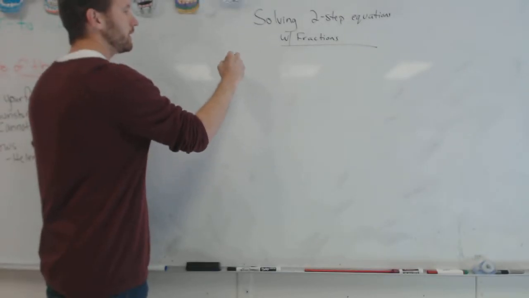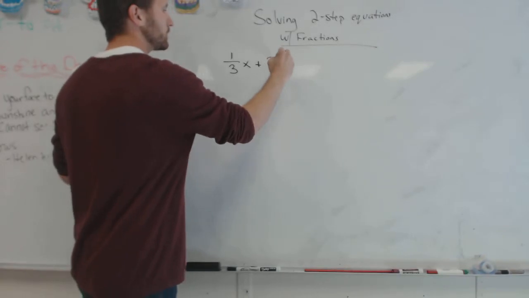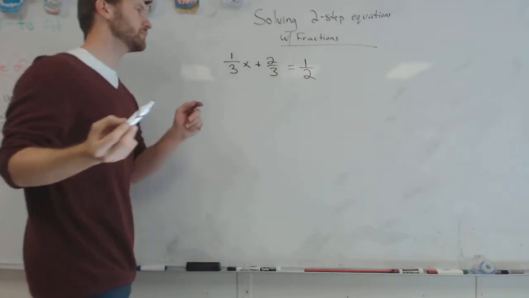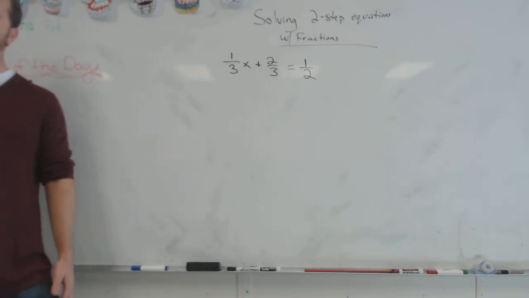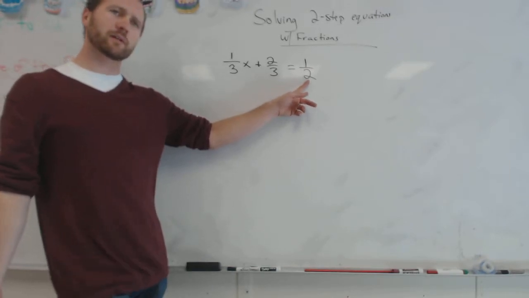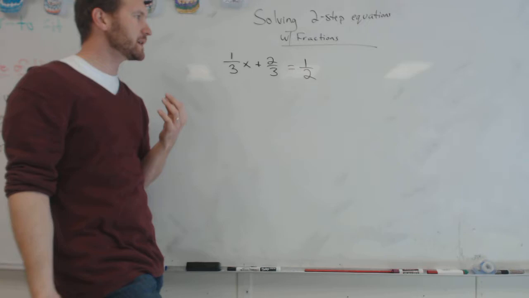Let's do some weird examples. Ready? 1/3 x plus 2/3 equals 1/2. What am I going to multiply by? By 3. Hold on, let me put this down. I have a 3 here and a 3 here, but look, what do I have here? 2. So what's my lowest common denominator? 6.